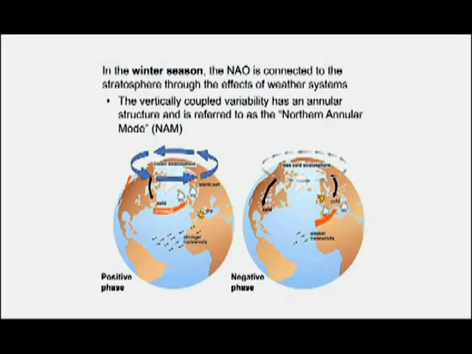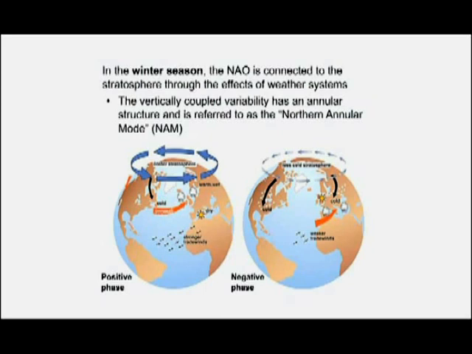And it turns out that this vortex couples with the surface, and it couples through the effect of weather systems. So the NAO is defined by the surface pressure, but this is called the northern annular mode. It used to be called the Arctic oscillation. The reason it's called that is because it's got this annular type structure around the pole.